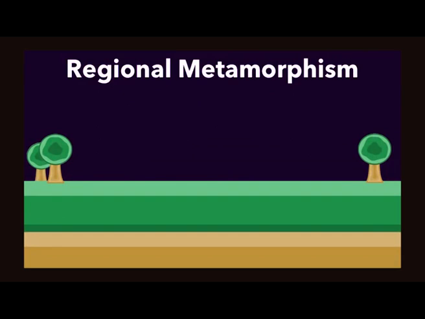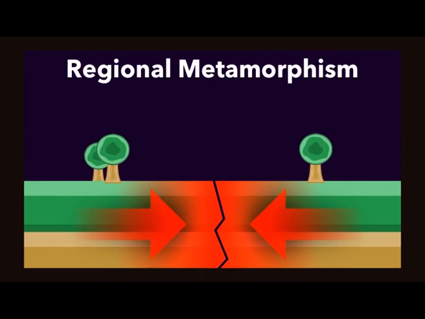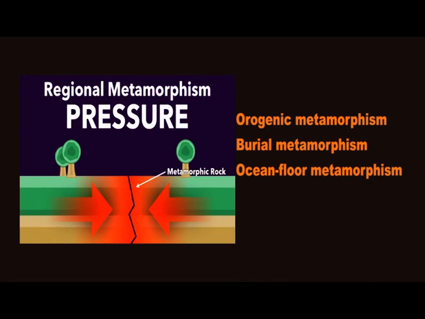In the most general sense, regional metamorphism is any metamorphism that affects a large body of rock and thus covers a large lateral extent. Using this definition, regional metamorphism can be of three types: orogenic metamorphism, burial metamorphism, and third, ocean floor metamorphism.